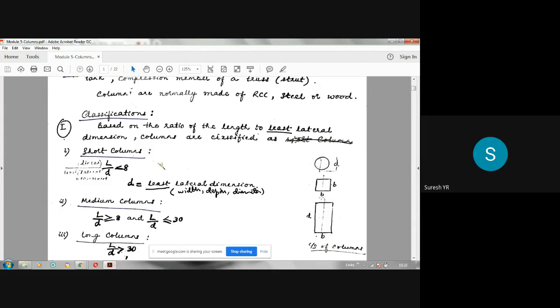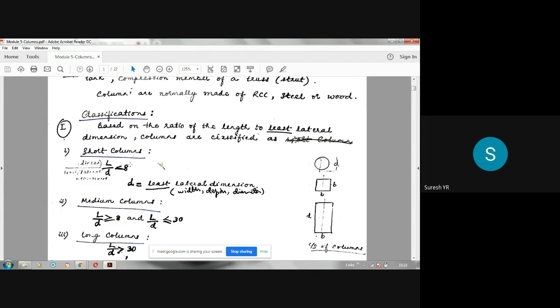Square also, both the sides are equal. But in the case of a rectangle, one side will be more than the other side. So you have to take the least one among these two, either B or D. In this figure, I have shown B as the least one. So B is the least lateral dimension here. So the ratio of L to that least lateral dimension. Normally we call it D. D is the least lateral dimension. So in this case, of course, D becomes B here. So if you take the ratio, L is the length of the column, divided by D, the least lateral dimension, maybe diameter or width like that.